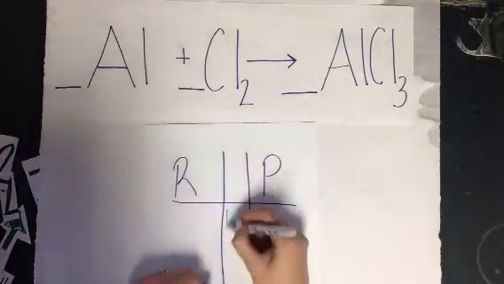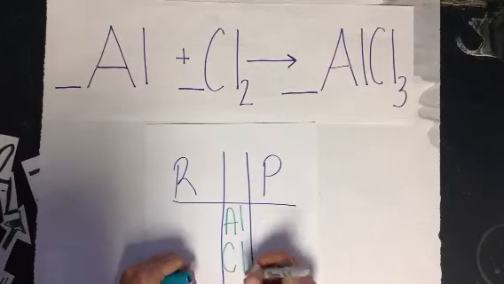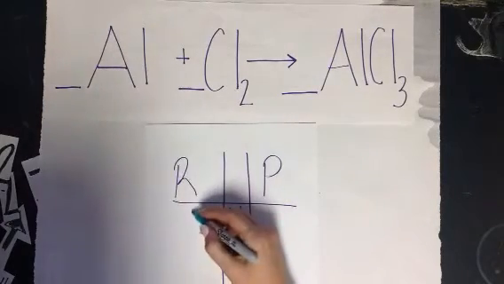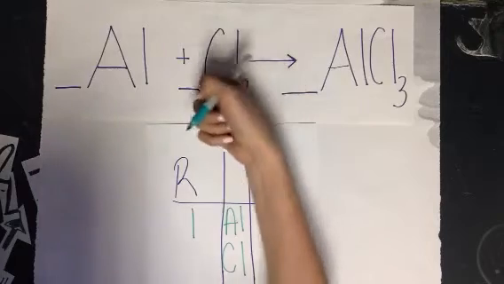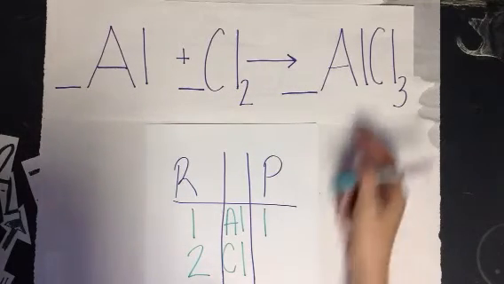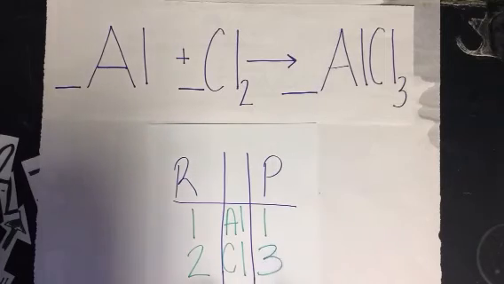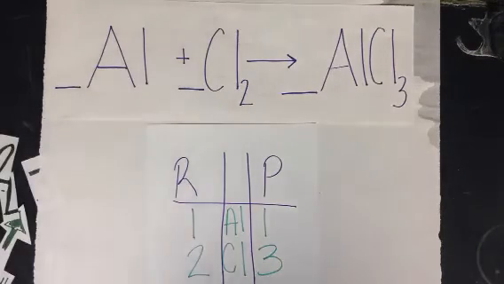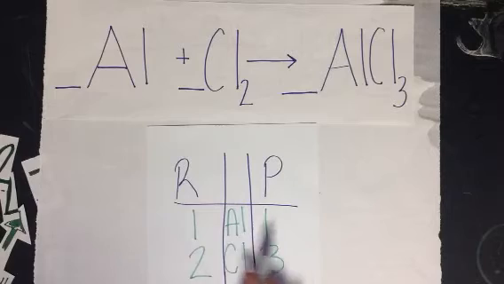Put our elements in the middle. I have aluminums and I have chlorines. 1 aluminum on the reactant side, 2 chlorines on my reactant side, 1 aluminum on my product side, 3 chlorines on my product side. Now, I notice my aluminums appear balanced, but my chlorines don't.